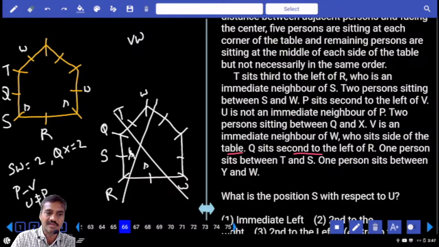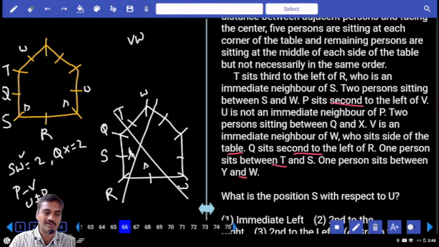The next one, V and W are adjacent to each other. And 1 person between T and S, 1 person between Y and W. In between Y and W, there must be exactly 1 person. The next one, between P and V, and between S and W, there are exactly 2 people. And between Q and X, there are exactly 2 people.